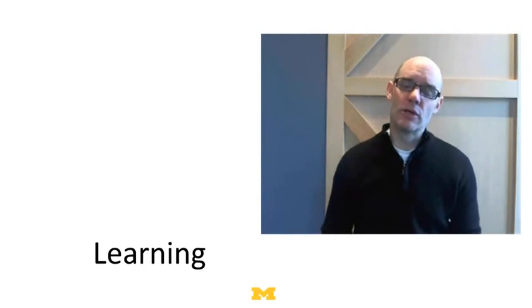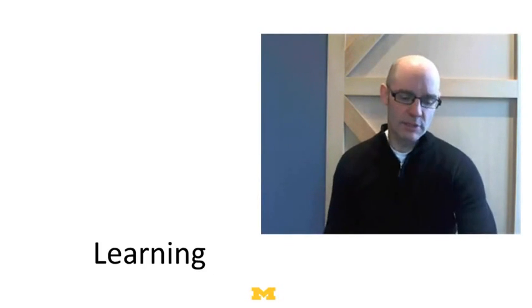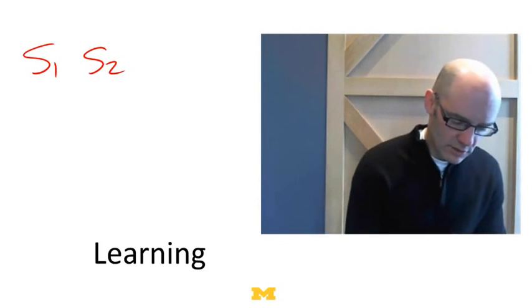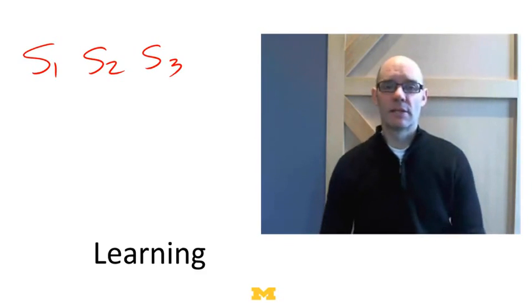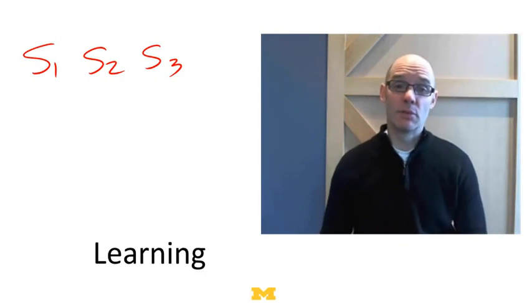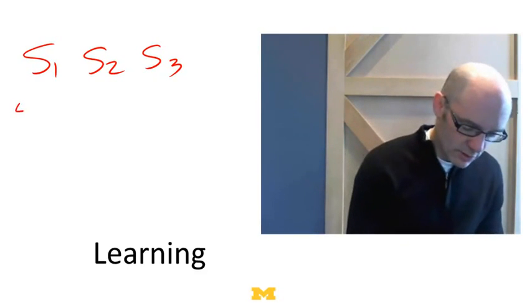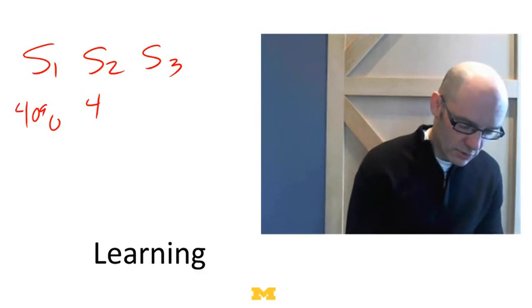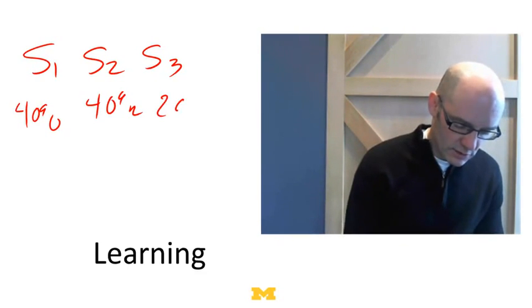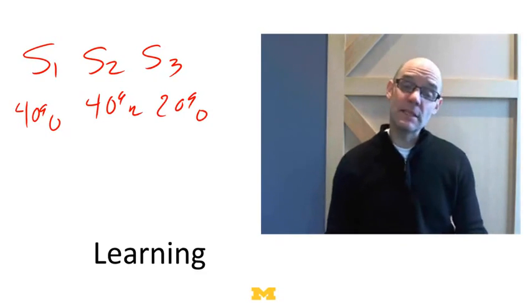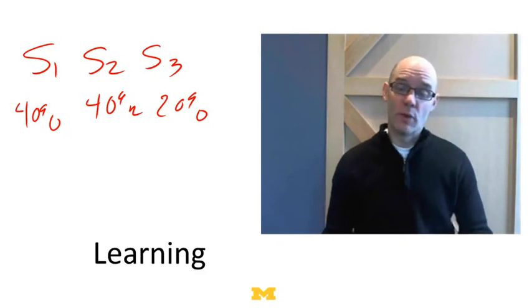So if you think about learning, you can imagine there's a whole population of people out there, and they're trying different strategies. Some people are using strategy 1, some are using strategy 2, some are using strategy 3. So there's different proportions of people using these different strategies. When you look out there, you see those proportions. So you maybe see 40% are using strategy 1, 40% are using strategy 2, and only 20% are using strategy 3. So that might lead you to believe that, boy, strategy 1 and 2 are better.